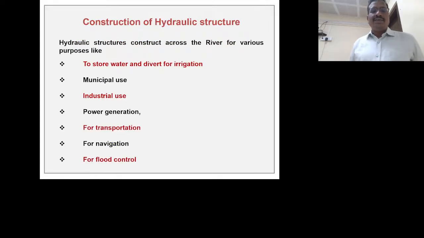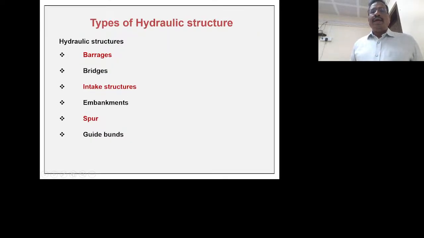Construction of hydraulic structures. Hydraulic structures are constructed across the river for various purposes, as all of you know, like to store water and divert it for irrigation, municipal use, industrial use, power generation, transportation, navigation, and flood control. The types of hydraulic structures are barrages, bridges, intake structures, embankments, spurs, and guide bunds.